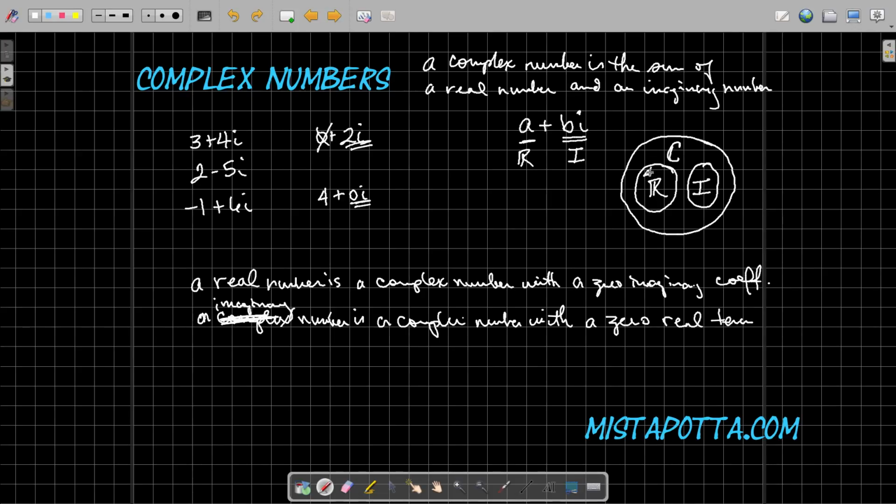So my 4 is here, my 2i is in here, but a number like 3 plus 4i or 2 minus 5i or negative 1 plus 6i all lie in this outer ring, and all of these are examples of complex numbers.